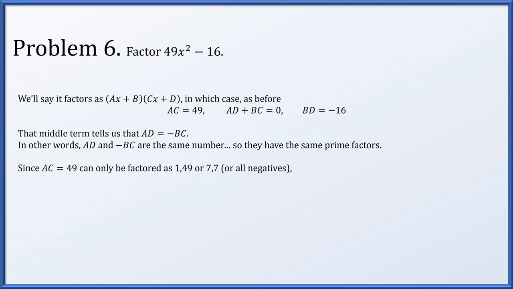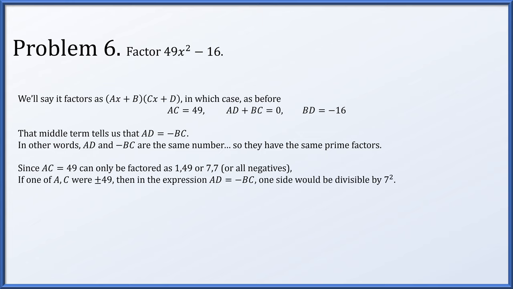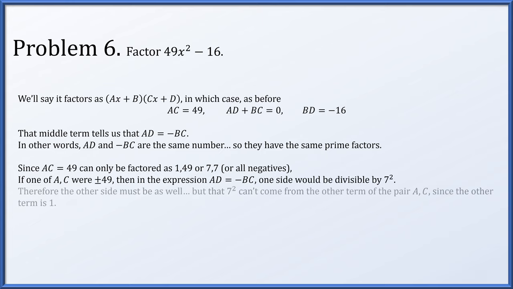So since AC is equal to 49, the only way to factor that is as 1 and 49 or 7 and 7. If one of A and C happened to be 49 or negative 49, then in the expression AD equals negative BC, one side would be divisible by 49. If A was 49, it'd be the term on the left, and if C were 49, it'd be the term on the right. But if between A and C you have a 49, then one of those sides is divisible by 49. Therefore the other side has to be as well, because they are equal, they are the same number.